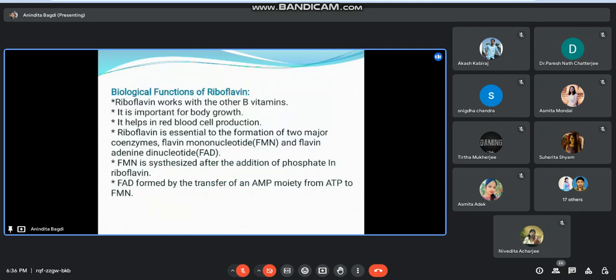Biological function of riboflavin. Riboflavin works with the other B vitamins. It is important for body growth. It helps in red blood cell production. Riboflavin is essential to the formation of two major coenzymes, flavin mononucleotide, short form FMN, and flavin adenine dinucleotide, short form FAD. FMN is synthesized after the addition of phosphate to riboflavin, and FAD is formed by the transfer of an AMP moiety from ATP to FMN.